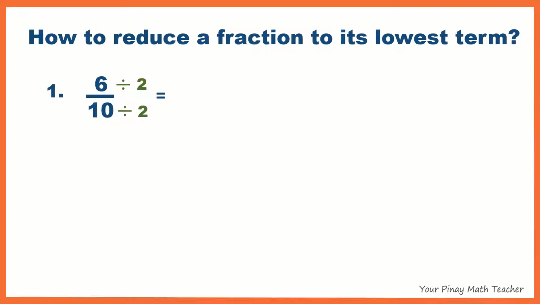6 divided by 2, 3. 10 divided by 2, 5. 3 and 5 cannot be divided by any number anymore. Therefore, 3/5 is the lowest term of 6/10.